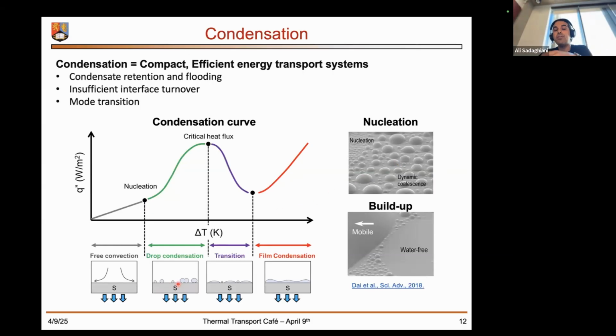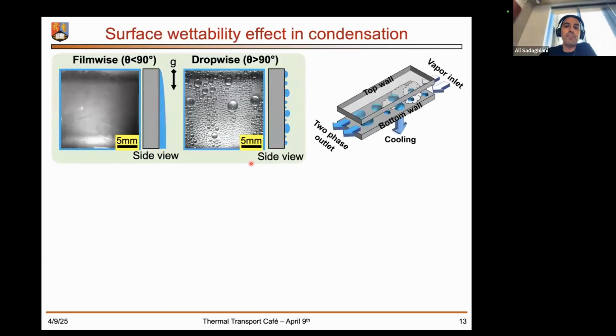When we have discrete droplets on the surface, after some point we have a buildup. This liquid buildup could be in the form of larger liquid droplets or in the form of a liquid film on the surface, which is one of the challenges in condensation heat transfer. And as we transition to film condensation, this liquid film poses thermal resistance between the vapor and the cold surface, and deteriorates the performance of the condensation.